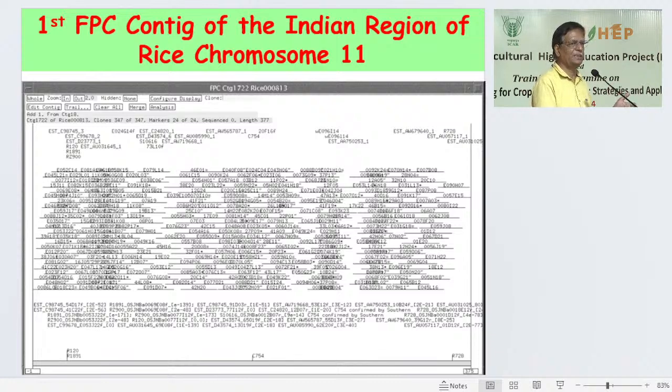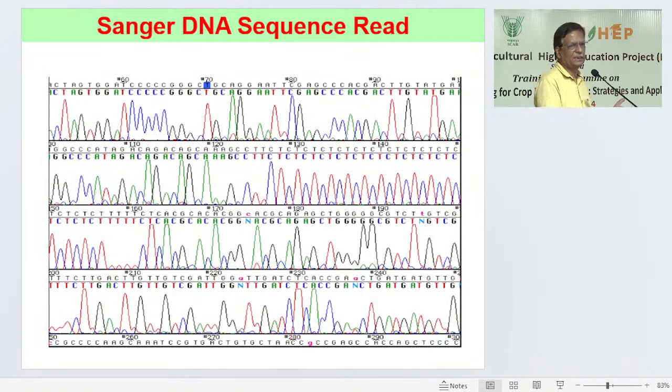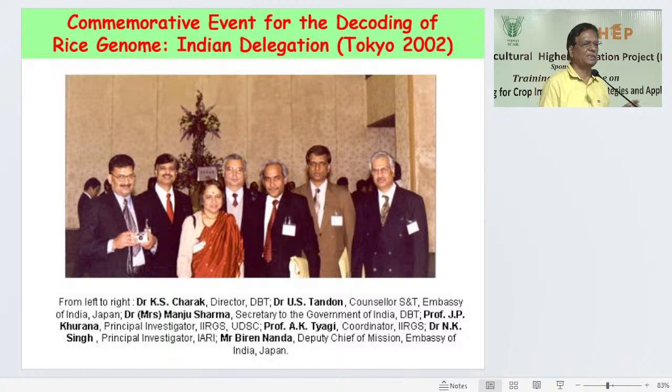Then the BACs were distributed. For each country, a set of BACs were distributed, and then we sequence. Then we go back to making the library and then joining the jigsaw puzzle. So you see this is a single read here, 500 base pair, and that's how thousands and thousands of clones had to be sequenced. Each country sequenced their part, and then the rice genome was assembled.